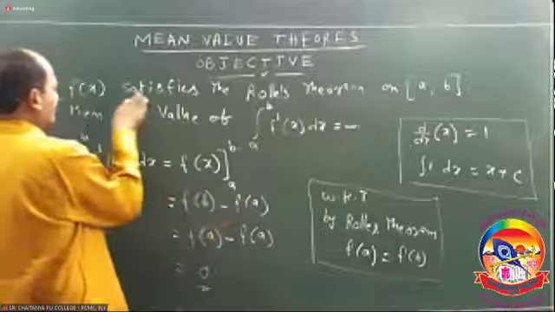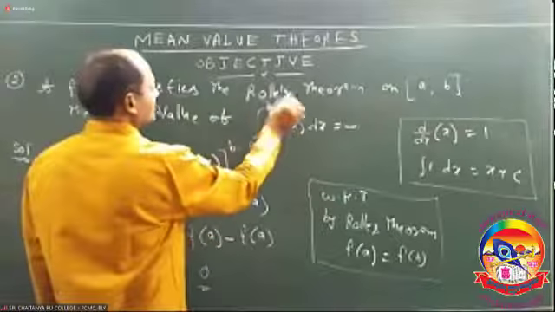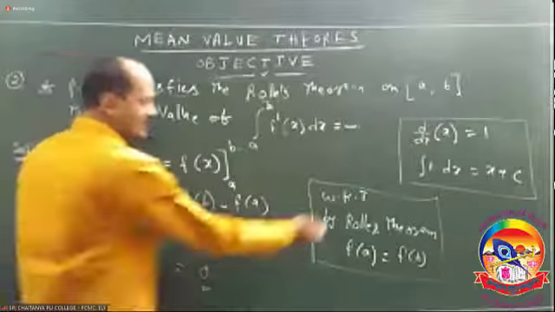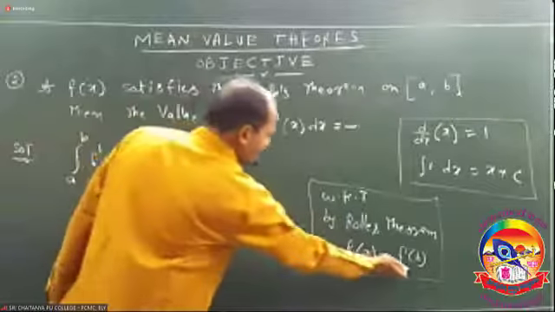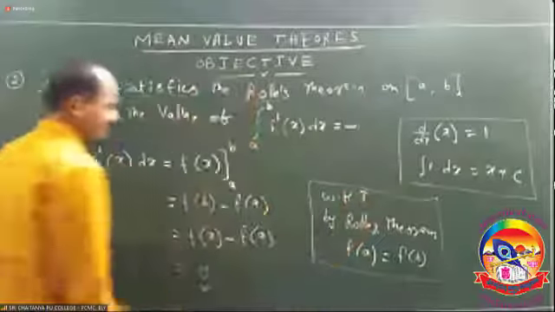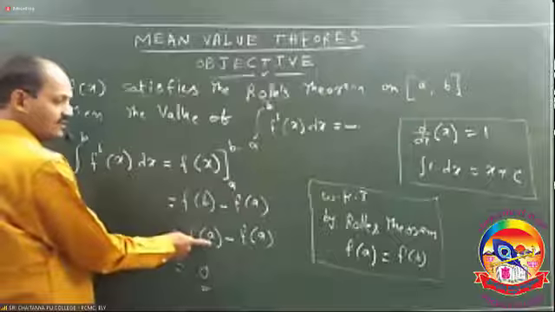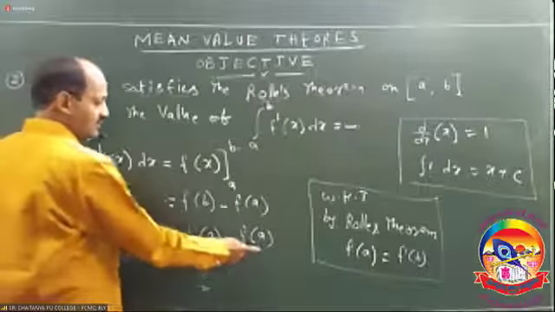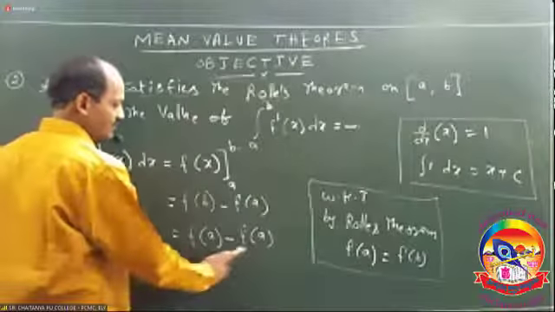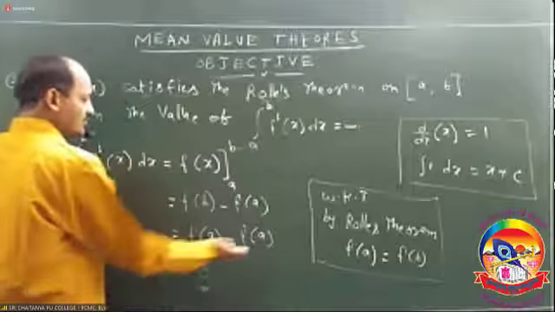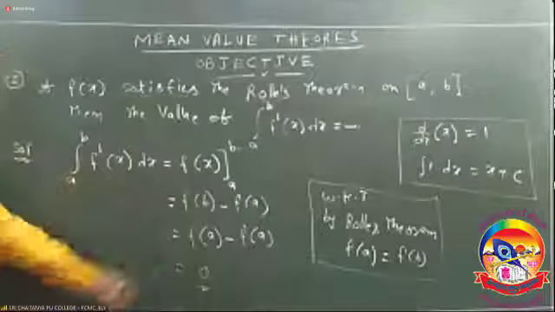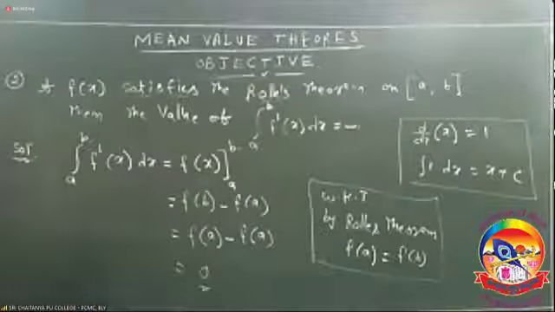First the upper limit: f of b minus f of a. The function is already given to satisfy Rolle's theorem, so according to Rolle's theorem, f of a is equal to f of b. So it is f of a minus f of a. One is a positive value, another is a negative value, and they cancel. Then you get zero. Right.